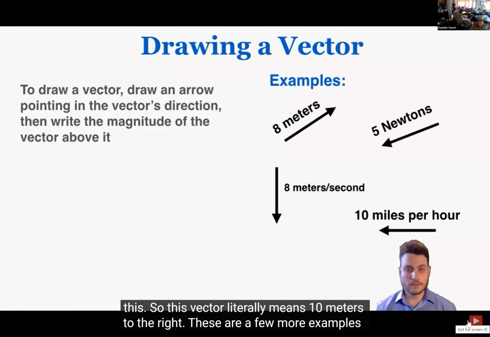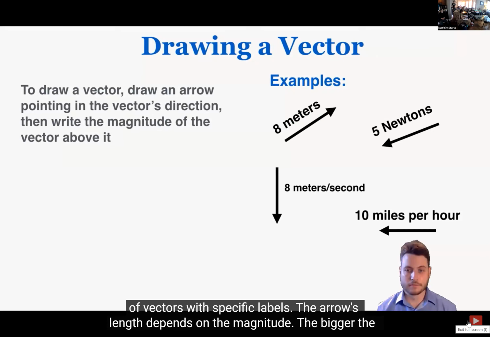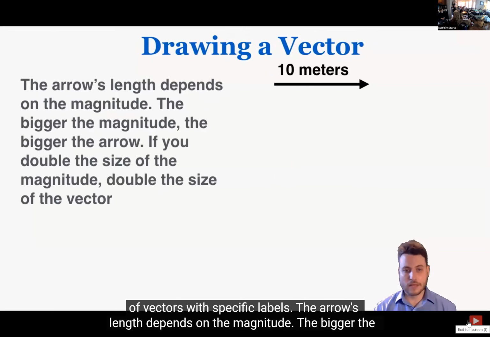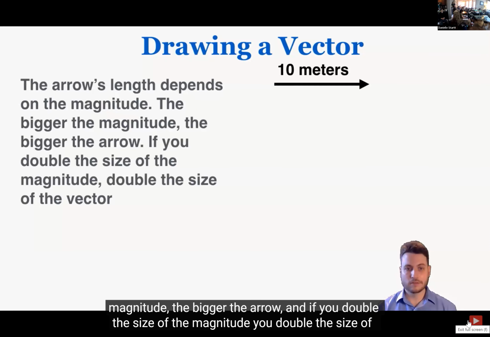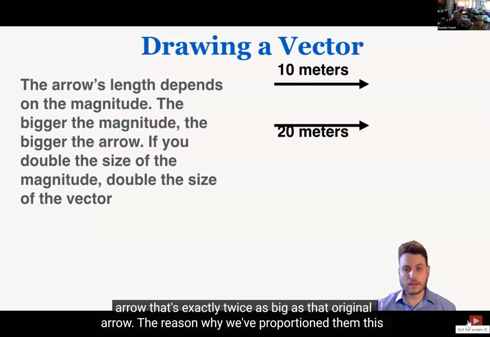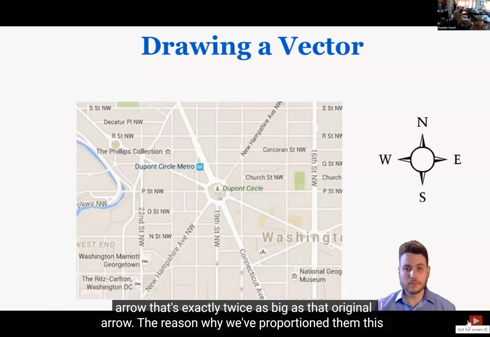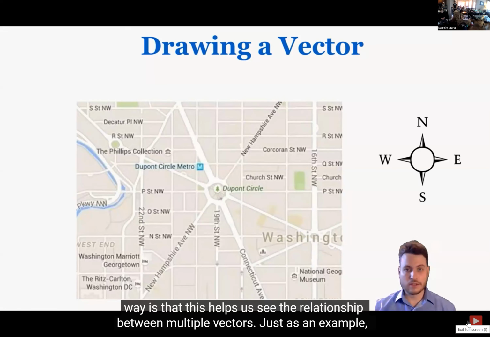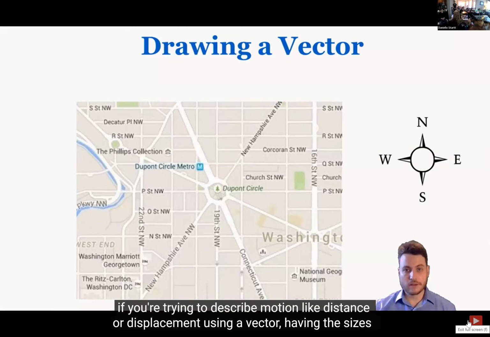These are a few more examples of vectors with specific labels. The arrow's length depends on the magnitude. The bigger the magnitude, the bigger the arrow. And if you double the size of the magnitude, you double the size of the vector as well. So if this is 10 meters and we want to draw a 20-meter vector, we need to draw an arrow that's exactly twice as big as that original arrow. The reason why we proportion them this way is that this helps us see the relationship between multiple vectors. Example, if you're trying to just describe motion.